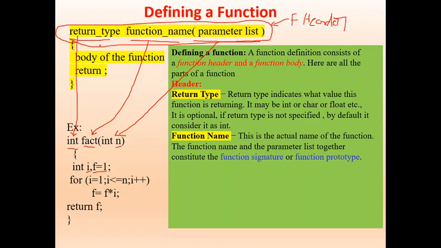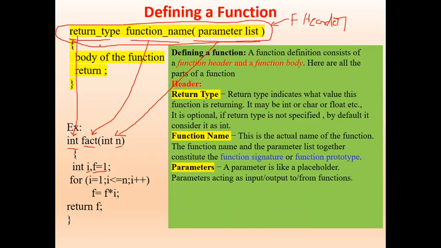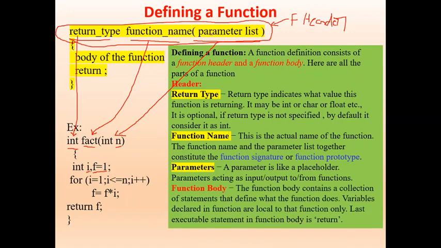Next, function name. This is the actual name to refer to that function. Function name and return type and parameters constitute the function prototype or signature. Parameters are of two types, formal parameters and actual parameters. I am giving one more video on parameters list. These parameters placed inside the function header are known as formal parameters. Parameters placed in function calling are known as actual parameters. Okay, they are working like placeholders. Function body: whatever work the function has to discharge will be placed in the function body.